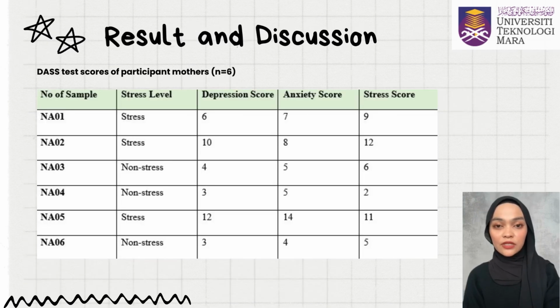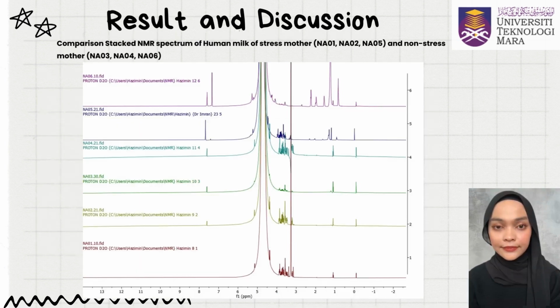This slide presents the results and discussion. As you can see here, the table shows the DASS test scores of the 6 participating mothers. In the study, 6 participants were evaluated using the DASS21 test to assess their level of depression, anxiety, and stress. The participants were divided into 2 categories: 3 mothers experiencing a high level of stress and 3 mothers not experiencing stress. This figure displays the comparison of stacked NMR spectra of human milk from stressed mothers, which are A01, A02 and A05, and non-stressed mothers, A03, A04 and A06.